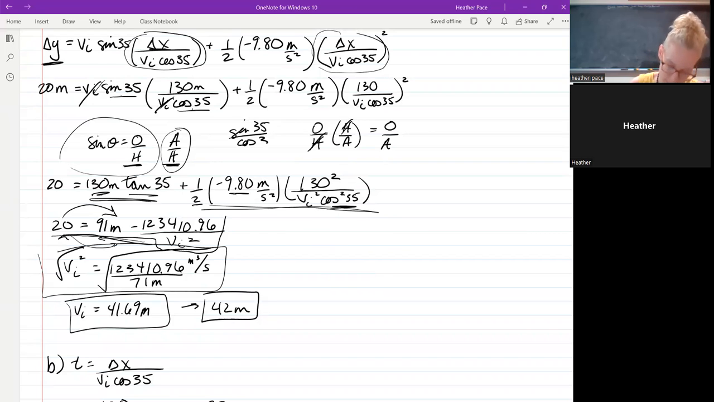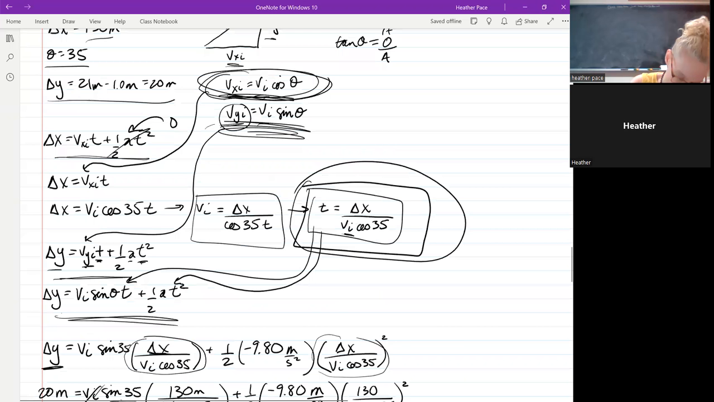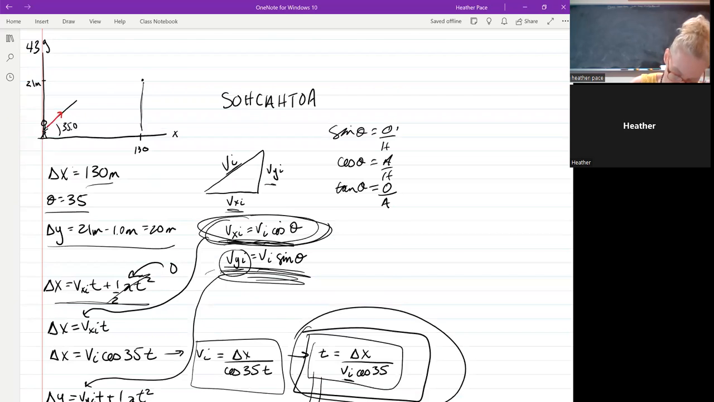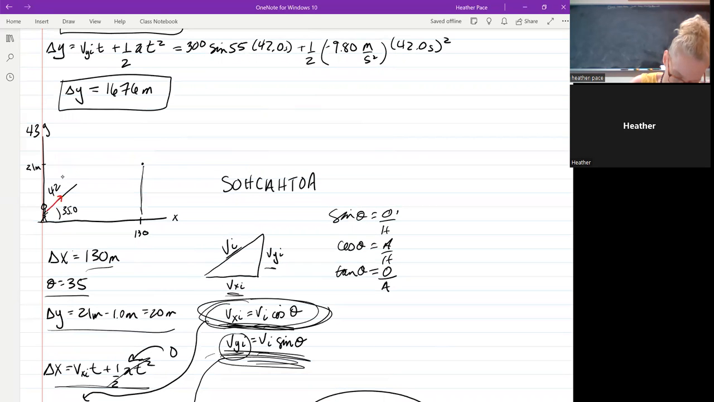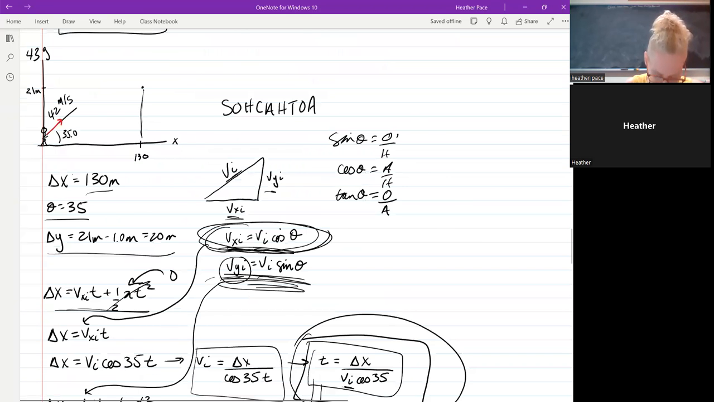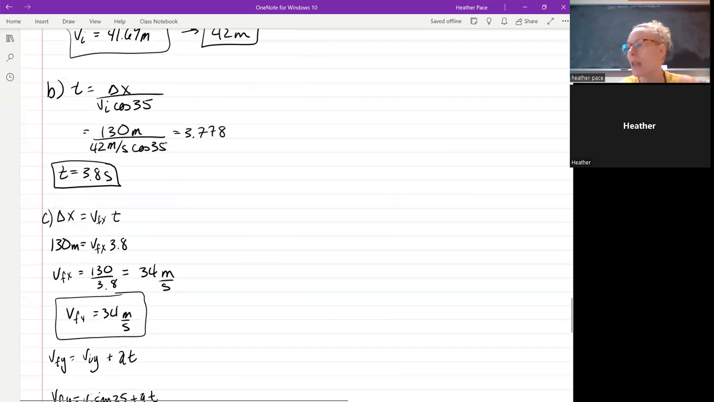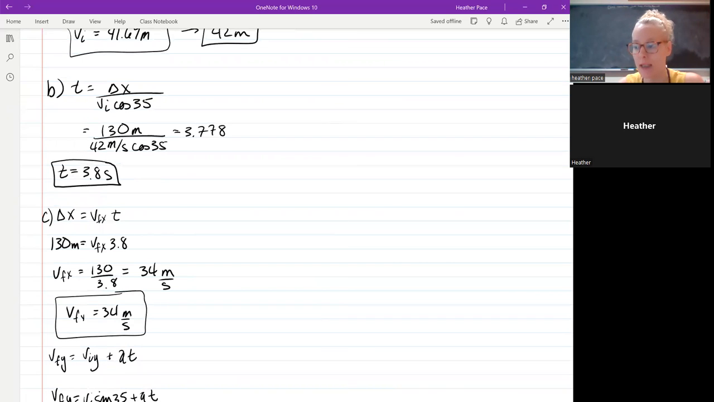So this is 42 meters per second. All right, so B is asking us for the time it takes for the ball to reach the wall. Instead of solving our problem for VI, the last one, we could have solved for t. But since we wanted VI first, we got VI first.